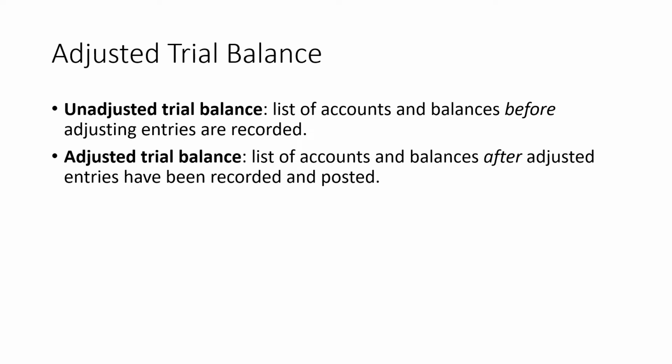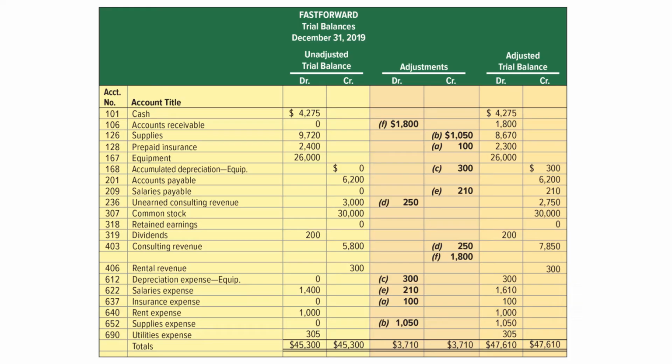The adjusted trial balance. So as I explained, the unadjusted trial balance is the list of accounts before adjusting entries are recorded. So the unadjusted trial balance just shows the debits and credits that have come about due to regular journal entries throughout the month. Then the adjusted trial balance takes into account the adjusting entries. So any of those adjustments to the account balances will then be shown and reflected on the adjusted trial balance.